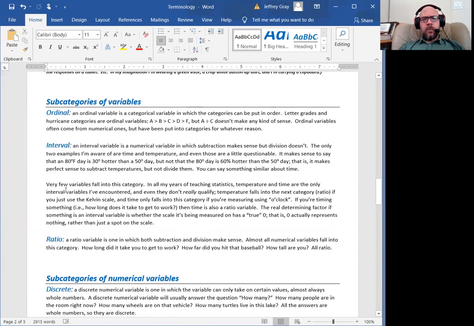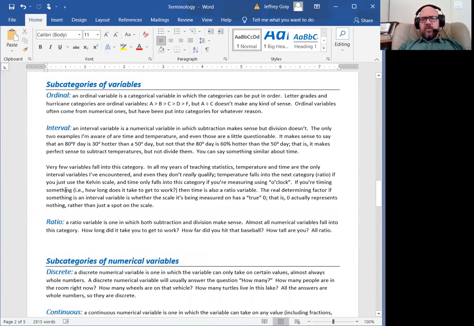Okay. So a couple of subcategories of variables. These are things that I am required to teach you, but I don't think are important, and they won't be on the test. But here they are.